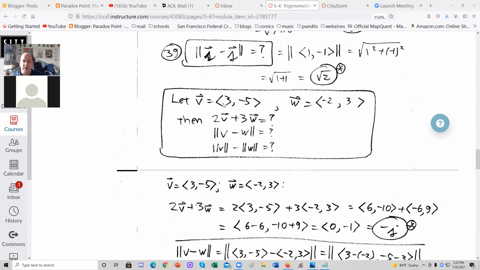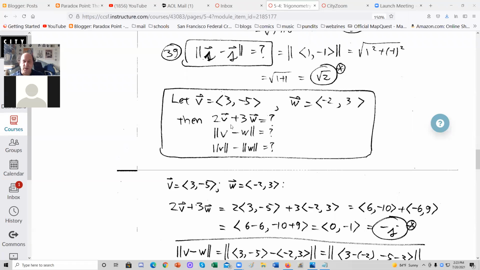Now for this one, we have several questions. We're given a vector v, 3 by -5, and a vector w, -2 by 3. And let's find out what's 2v plus 3w, what's the length of v minus w, and what's the length of v minus the length of w. Slightly different questions. Here we subtract and take a length. Here we take lengths and subtract.